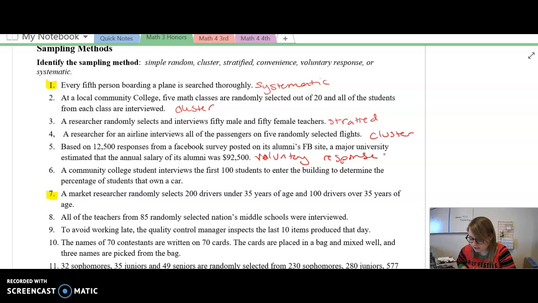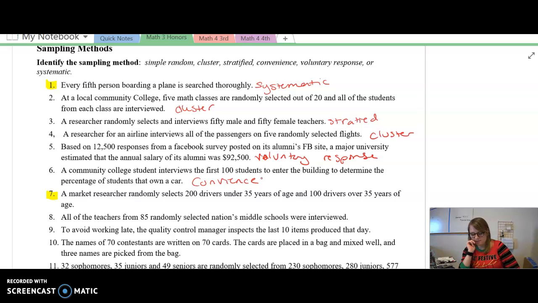A community college student interviews the first 100 students who enter the building to determine the percentage of students that own a car. So this is a convenience sample. So it's conveniently that they are the first 100 people to enter the building. After that, they don't take any more samples and they are done with it.